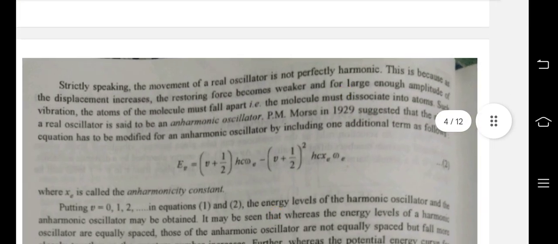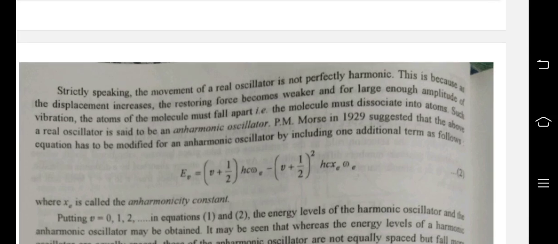Strictly speaking, the movement of a real oscillator is not perfectly harmonic. This is because as the displacement increases, the restoring force becomes weaker, and for a large enough amplitude of vibration, the atoms of the molecule must fall apart. That is, the molecule must dissociate into atoms. Such a real oscillator is said to be an anharmonic oscillator.